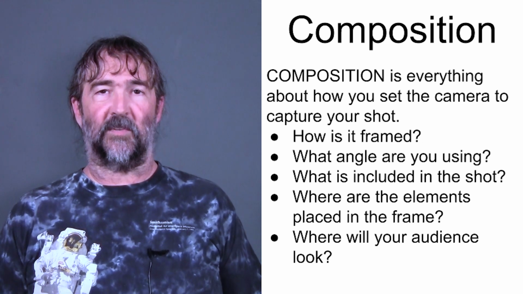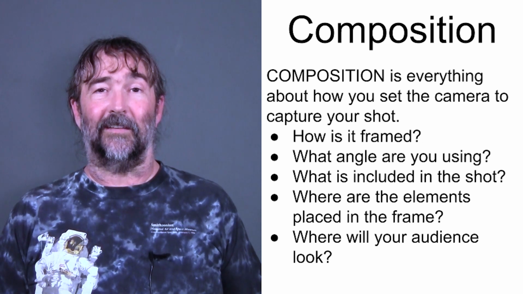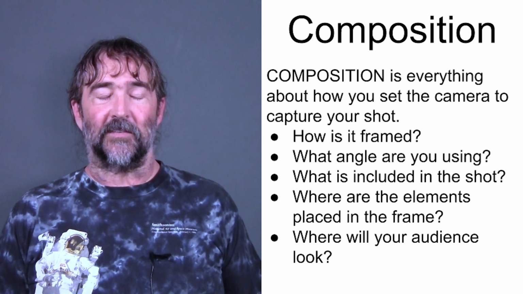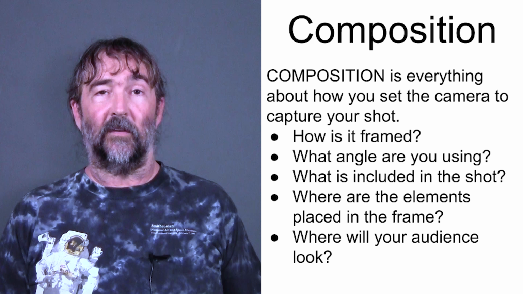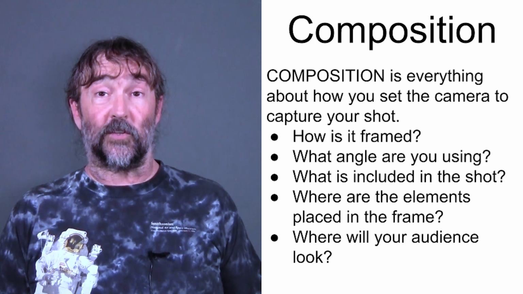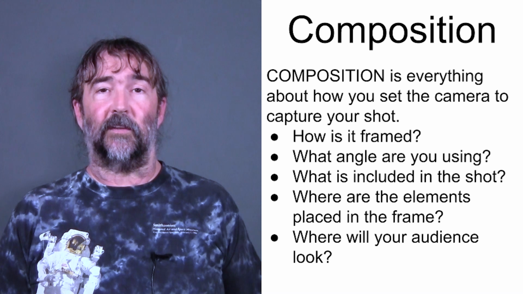When we talk about composition, we're talking about everything that you see as part of your image. This includes the angle that you shot it at, how far zoomed in you were. It includes the elements you chose to include. It includes where you position those elements inside the frame.